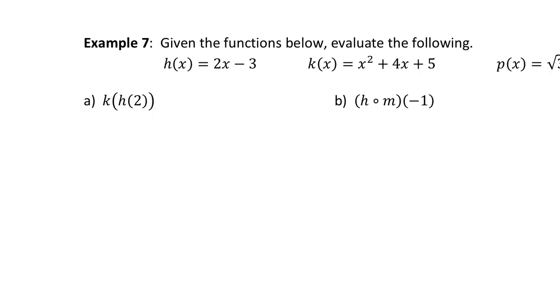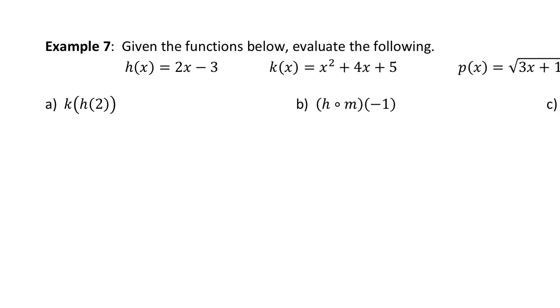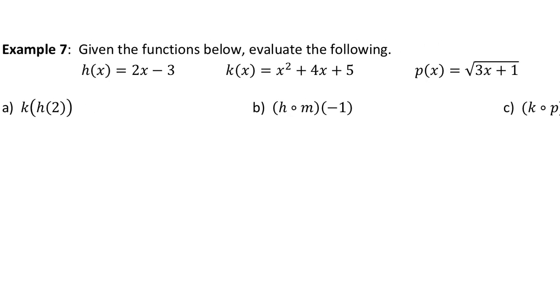What if, okay, you're panicking because of the little circle, right? If you say it out loud, how would you say that? H of M. So if I write it the other way, it would be H of M of -1. Both are appropriate ways to write it. Is that what we were stressed about?